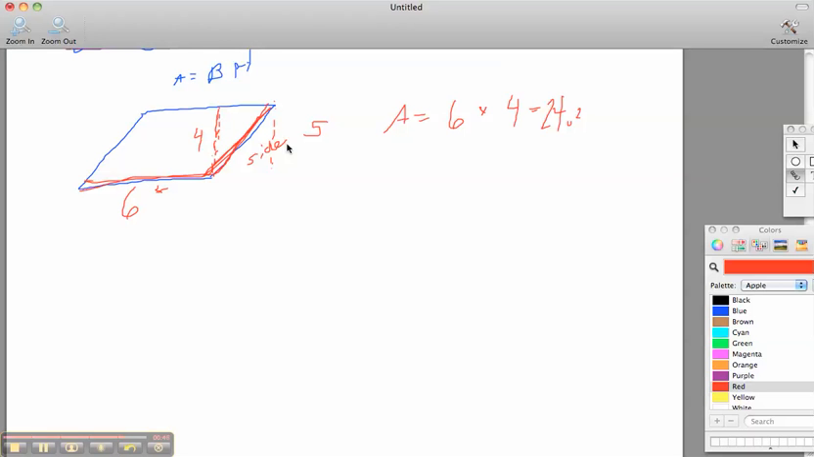Now, why do I care if all I need is the base and the height? Why do I even care what the side is equal to? Why do I even care the side is 5? That comes into play when you're looking for perimeter.